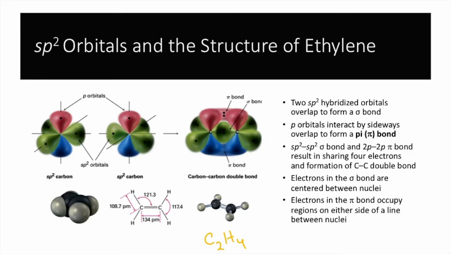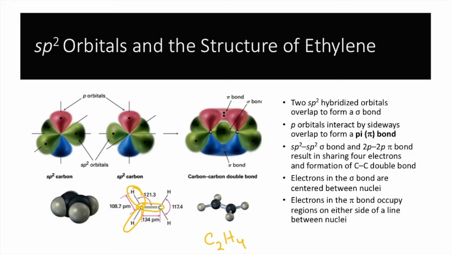Those carbons are going to be sp2 hybridized, meaning that each one has 3 sp2 hybrid orbitals. The sp2 hybrid orbitals will overlap to form sigma bonds. So the carbon-carbon sigma bond is formed by the overlap of each carbon's sp2 orbitals. The carbon-hydrogen bonds are formed by overlapping of the carbon sp2 hybrid orbital and the hydrogen 1s orbital.